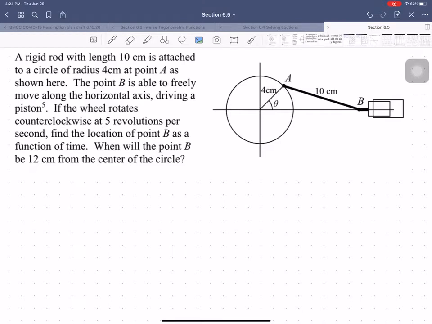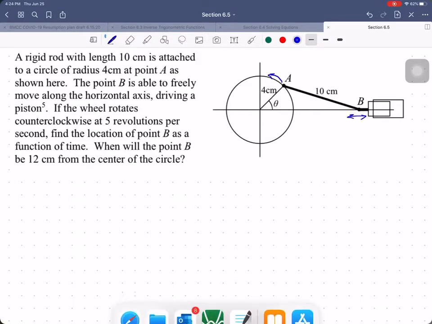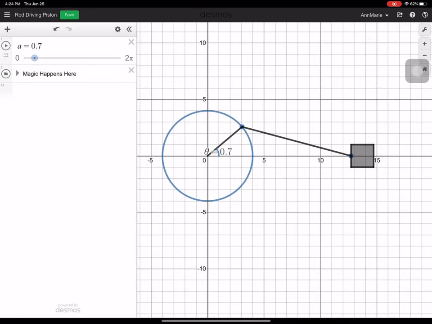So here's what we need to understand. This is kind of hard to visualize, just like the last one, because things are moving. So I'll show you this in a second. But this attachment point is rotating around this circle, and what happens is this piston moves in and out. So let me show you what this looks like when it is in motion.